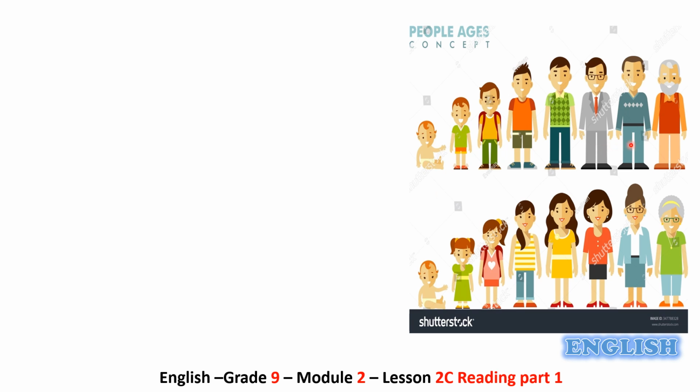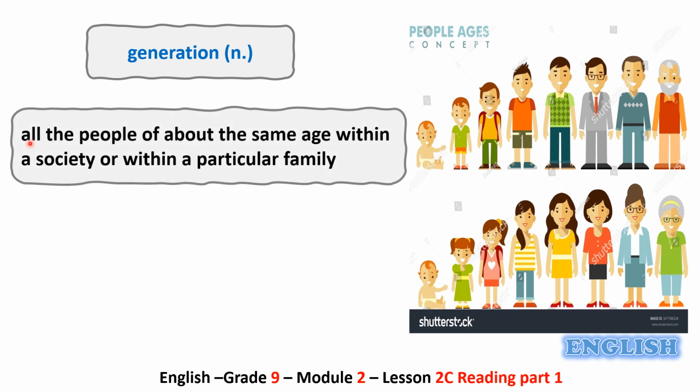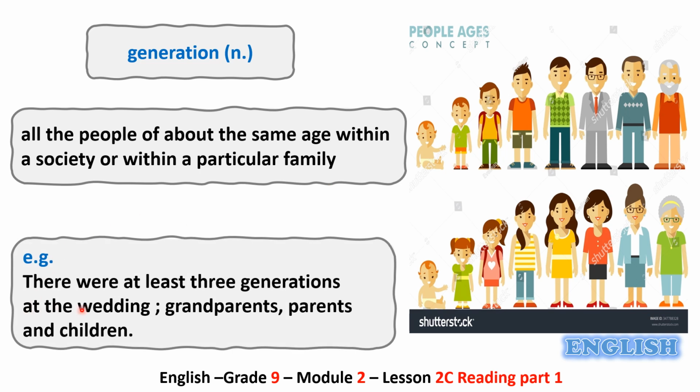The second picture. They are different ages. So, it is generation. What is generation? It's a noun. All the people of about the same age within a society or within a particular family. There were at least 3 generations at the wedding: grandparents, parents, and children.